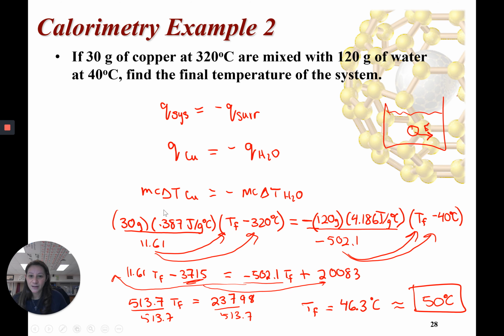Look at the specific heat capacity for copper versus water. Water is more than 10 times the specific heat capacity for copper, which means that it takes a lot of energy to change water's temperature, but it takes very little energy to change copper's temperature. So that's why copper changes drastically, but water doesn't change its temperature very much.